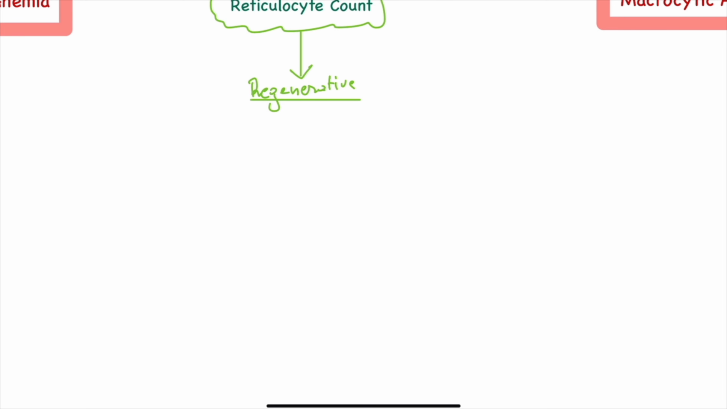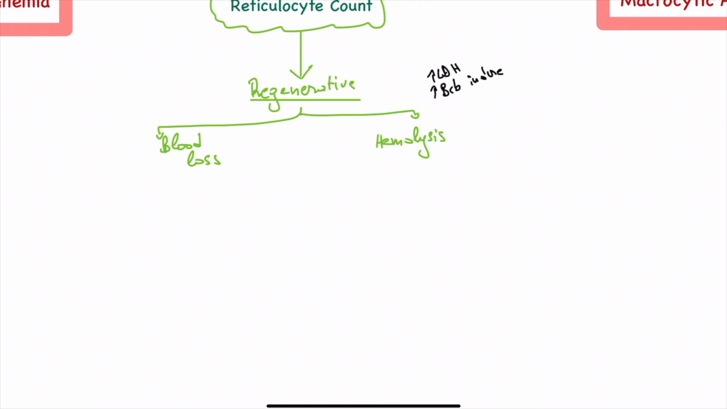It's what we call regenerative anemia. Here, the anemia could either be due to blood loss or hemolysis. To know the difference between the two, in hemolysis, you'll find an increase in LDH level, as the destroyed red blood cell is going to release LDH into the blood circulation. You'll also find an increase in the indirect bilirubin due to heme breakdown. And you'll find a decrease in haptoglobin since it's going to bind to the hemoglobin released by the destroyed red blood cell. LDH, indirect bilirubin, and haptoglobin are going to be normal in blood loss.